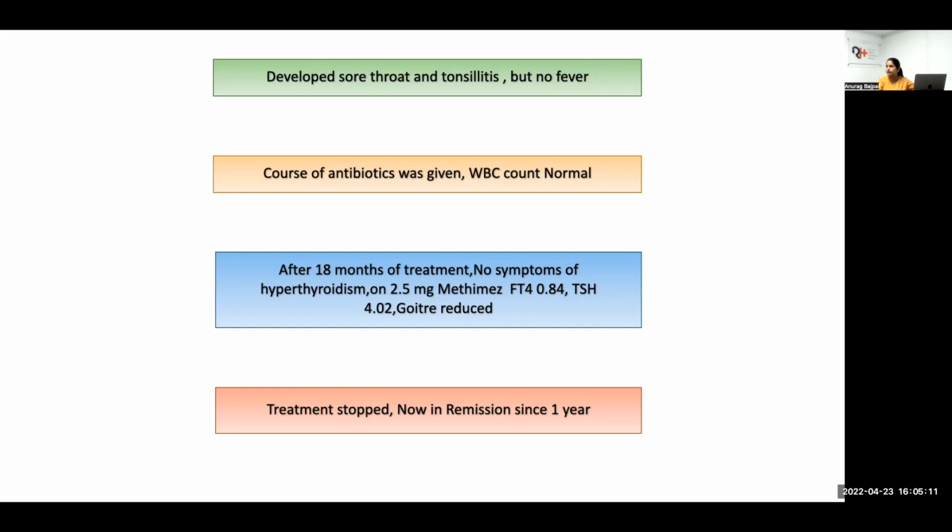So if you go by your case, this is the classical presentation. Low chance of remission, had adverse effects with the antithyroid drugs. Sore throat also happened. So we got a CBC done which showed an ANC of more than 1500, which is reasonable. And now off treatment, he is in remission. So yes, sir, this is a good sign.